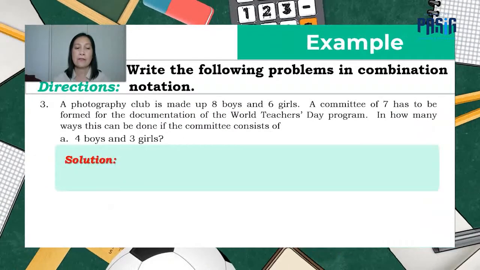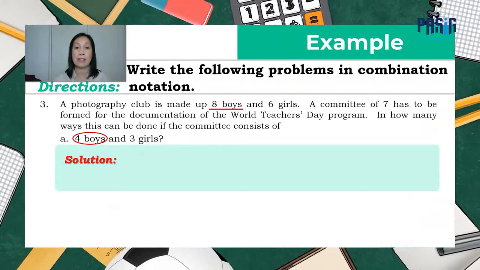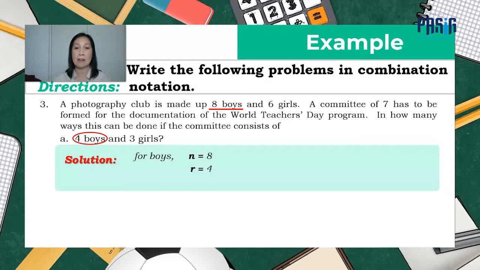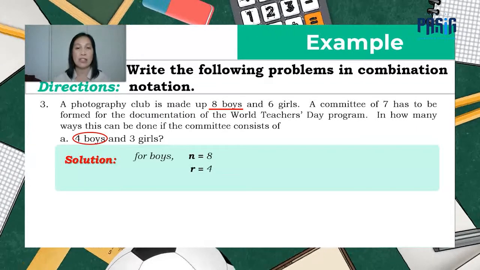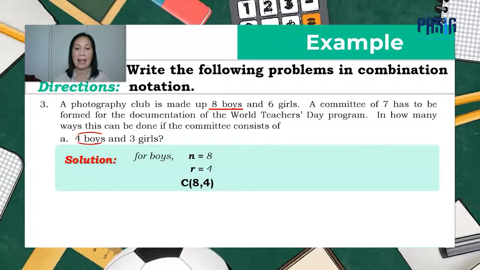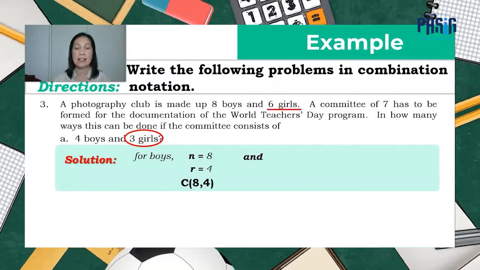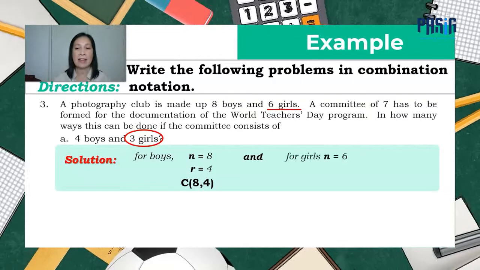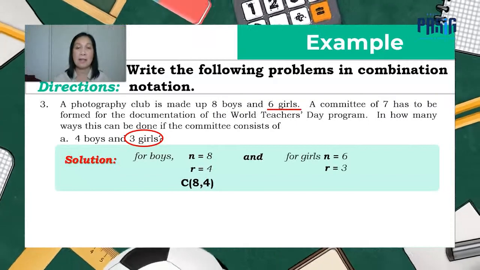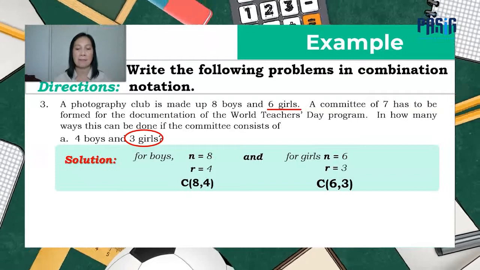So, we need to find the number of 4 boys that can be formed from 8 boys. In this event, our n is 8 and our r is 4. Writing this in combination notation, we have the combination of 8 taken 4 at a time. And the number of girls that can be formed from 6 girls. In this event, our n is 6 and our r is 3. Writing this in combination notation, we have the combination of 6 taken 3 at a time.